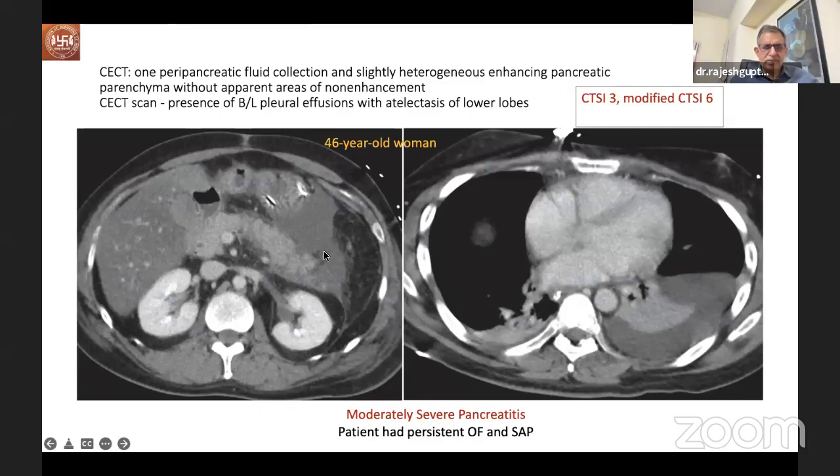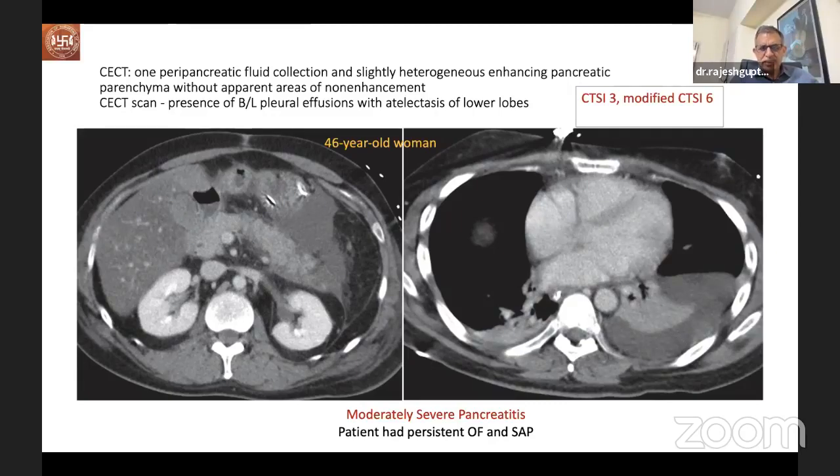However, when we come to this slide, we find that there is a single peripancreatic collection. There is no necrosis of the pancreas. So CTSI will give a score of 3 to this. When we look at the modified or the Mortele's CTSI, it will give any collection in the peripancreatic tissue a score of 4. But since this patient also has pleural effusion, the score for modified CTSI becomes 6.